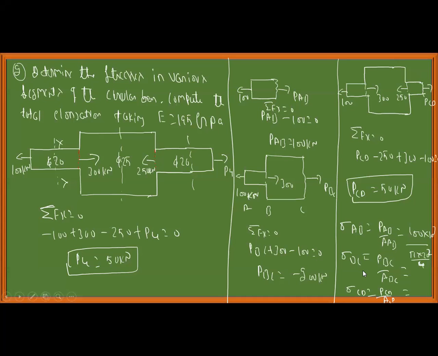Obtain the value. Take a screenshot. Obtain the value of P of AB, P of BC, P of CD. Only 1 minute 45 seconds remaining. And then I'll find the total deformation.